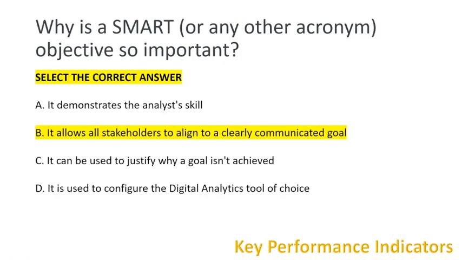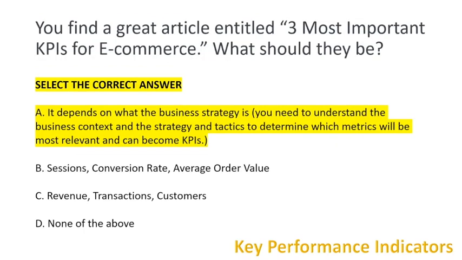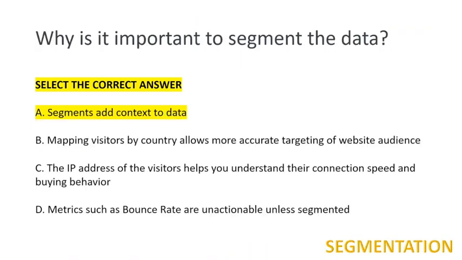Why is a SMART, or any other acronym, objective so important? B. It allows all stakeholders to align to a clearly communicated goal. You find a great article entitled 3 Most Important KPIs for E-commerce. What should they be? A. It depends on what the business strategy is. You need to understand the business context and the strategy and tactics to determine which metrics will be most relevant and can become KPIs.